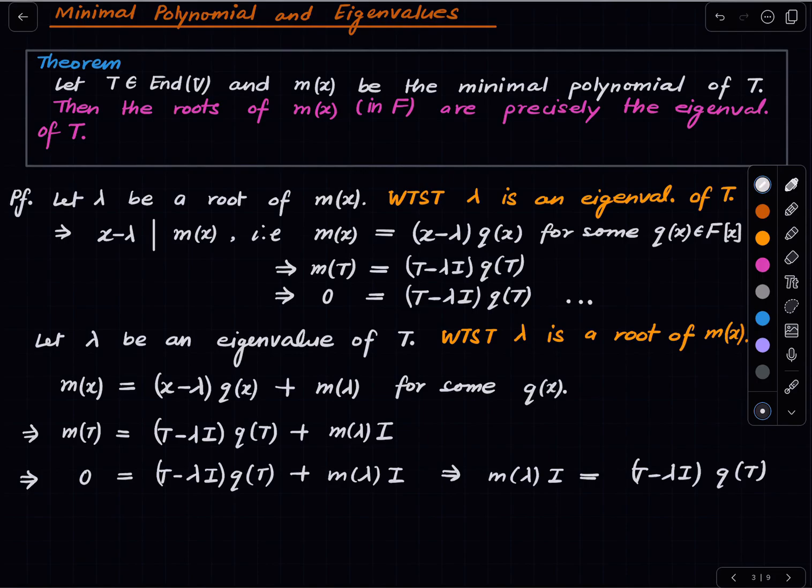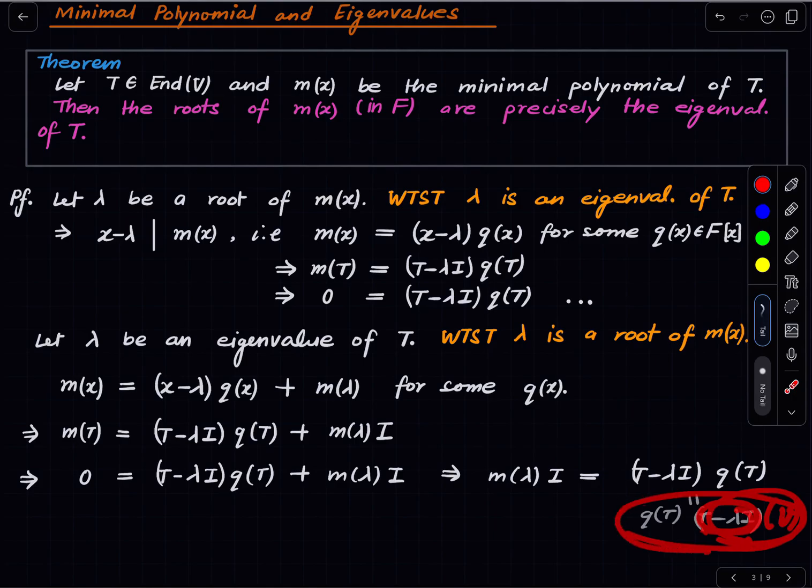Right? But since lambda is an eigenvalue of the endomorphism T, t minus lambda I is not invertible, and hence this cannot be invertible. If you compose something by something that is not invertible, this is not going to be invertible. One way to see it is the following. This thing is also equal to q(t) composed with (t minus lambda I), and since this has a non-trivial kernel, you feed something, it becomes 0, and as a result this is also 0. So this whole thing has a non-trivial kernel, and hence this cannot be invertible.